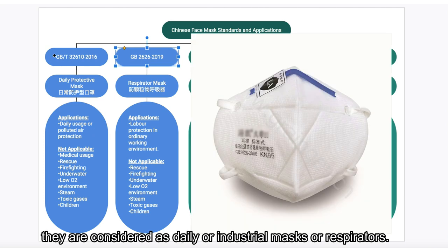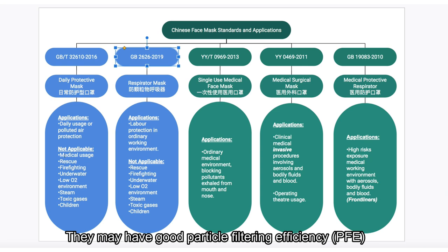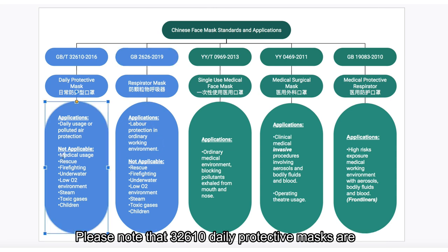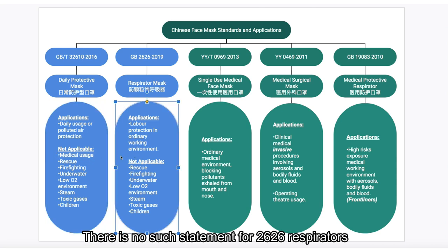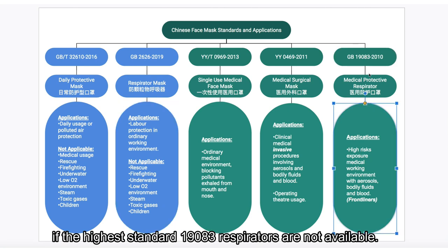They are considered as daily or industrial masks or respirators. They may have good particle filtering efficiency, PFE, but they are not tested for bacteria filtration efficiency, BFE. Please note that 32610 daily protective mask are specifically stated not applicable for medical usage. There is no such statement for 2626 respirators, so non-frontliner clinicians may opt for 2626 standard respirators if highest standard 19083 respirators are not available.